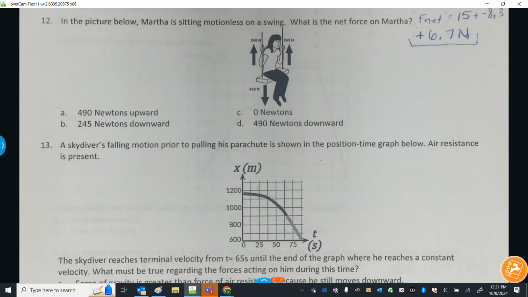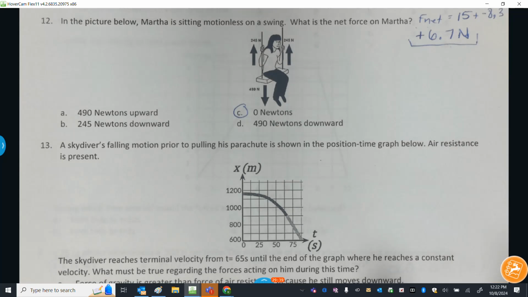And yes, if you zoom in, or if you look really close at your paper, you can see what that net force says, but you don't even need to be able to read the diagram because it says she is sitting motionless. And so right off the bat, if I see somebody's at rest, my net force is 0. Okay, and so that's the answer you're going to select here, 0 newtons.